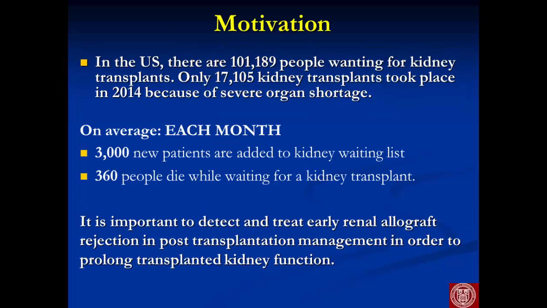As you know, renal transplantation is the best treatment for patients with end-stage renal disease. In the United States, there are more than a million people waiting for kidney transplants. Only 17,000 kidney transplants took place in 2014 because of a severe organ shortage. On average, 3,000 new patients are added to the kidney waiting list. 360 patients die while waiting for a kidney transplant every month.